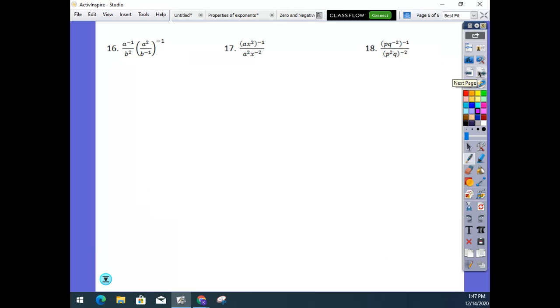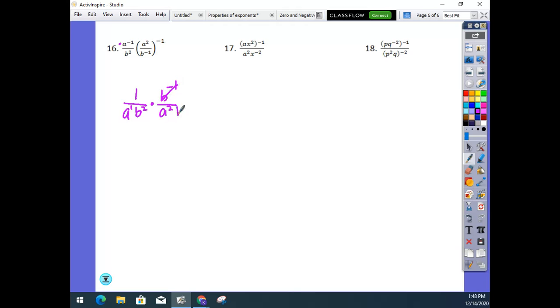Last slide. Lots of stuff going on here. I'm going to move this a to the bottom. And so it'll be a to the positive 1. I'm going to keep the b squared on the bottom. Then I've got my negative 1 exponent. So I'm going to flip the reciprocal of my fraction. And I don't need to write positive 1 exponent because anything to the first, nothing changes. It just stays the same.